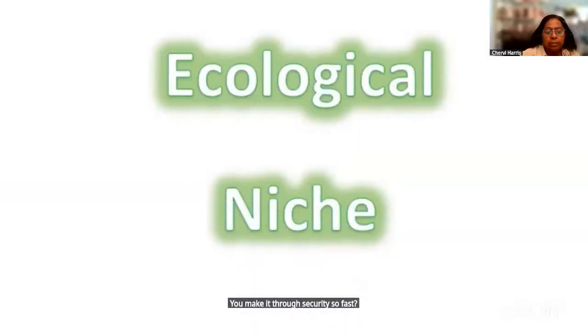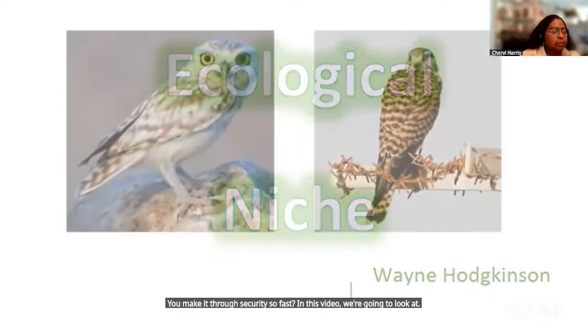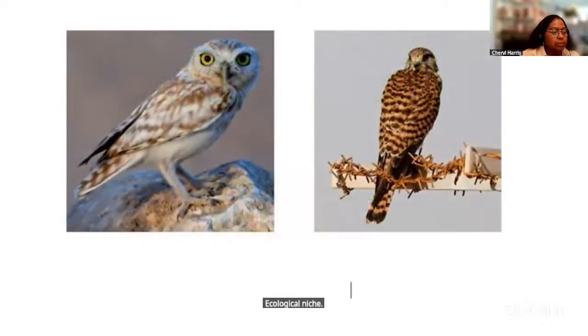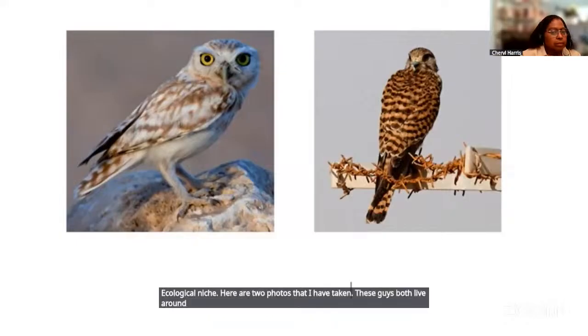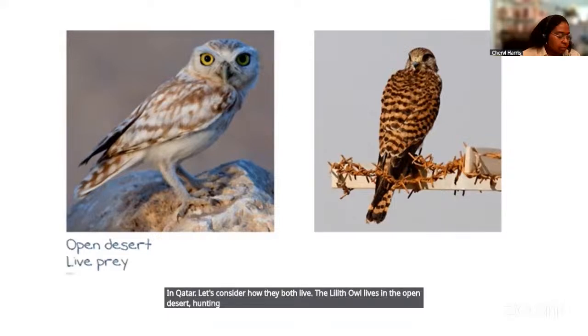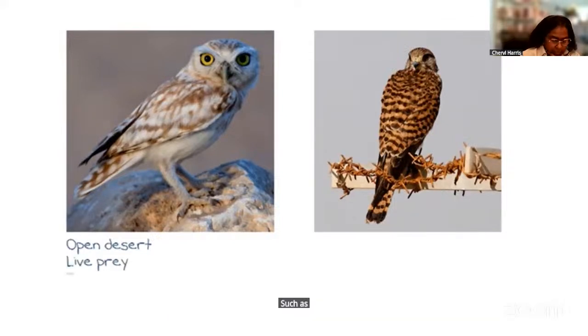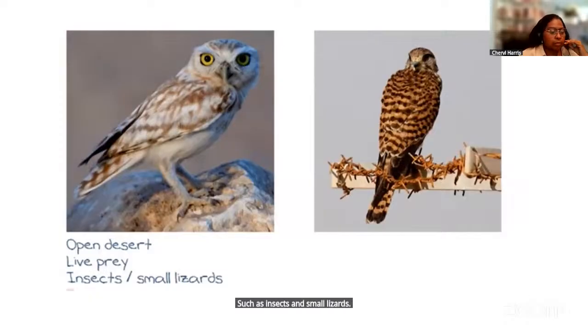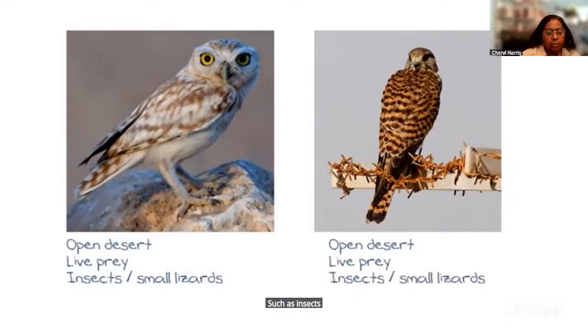In this video, we're going to look at ecological niche. Here are two photos that I've taken. These guys both live around my house in Qatar. Let's consider how they both live. The Lilith owl lives in the open desert, hunting live prey such as insects and small lizards. Now the common kestrel also lives in the open desert, hunting live prey such as insects and small lizards.